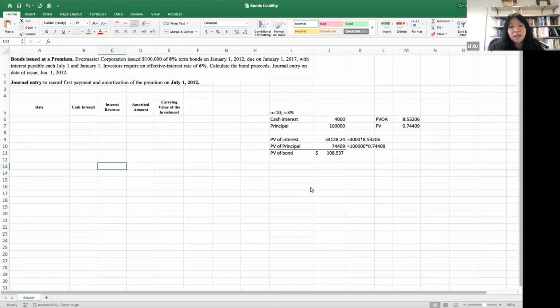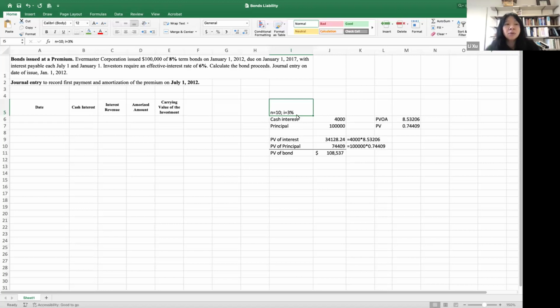First, you have to really set up the question. If you look at the setup here, n is equal to 10, I is equal to 3. So how do I know n is equal to 10? From 2012 to 2017, there are 5 years with twice-a-year compounding. So you take 5 multiplied by 2, which gives you 10. And how did I get I equal to 3? I take the effective rate, which is 6%, divided by 2, because you compound twice per year. Therefore, n is equal to 10, I is equal to 3%.